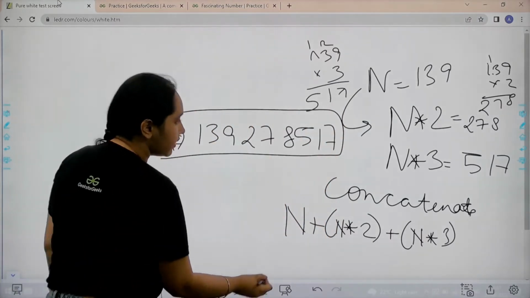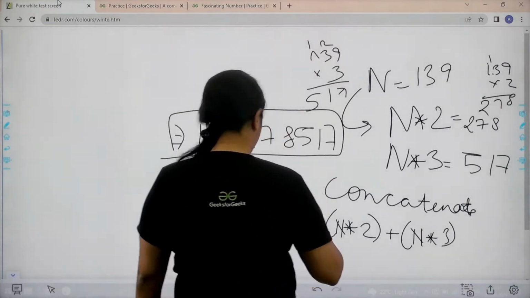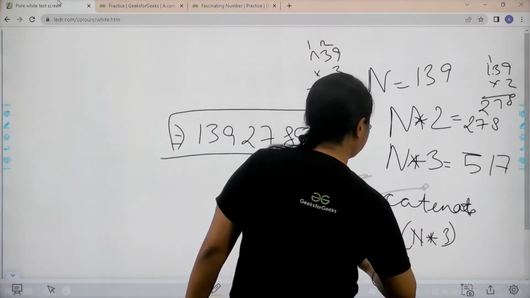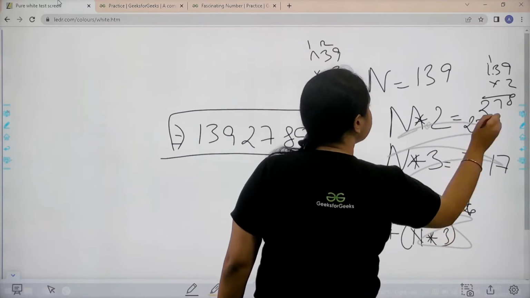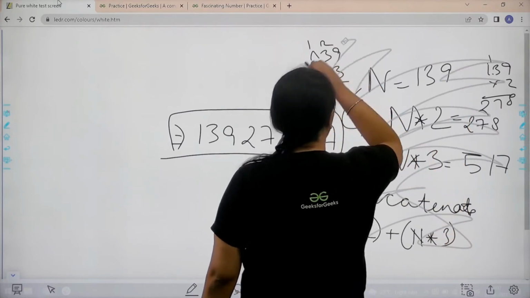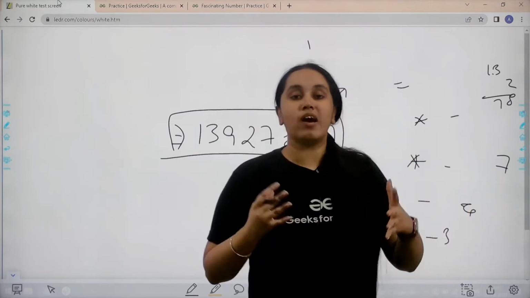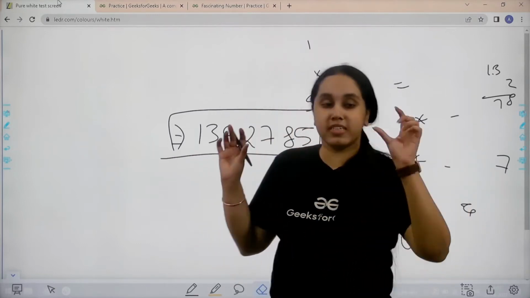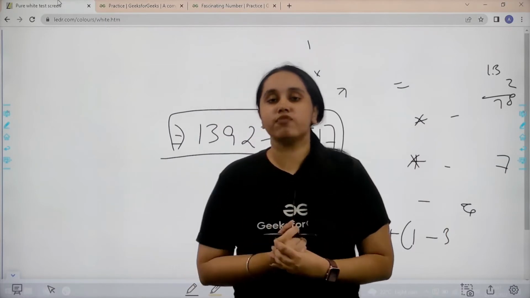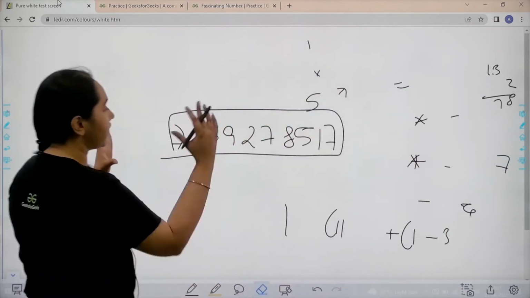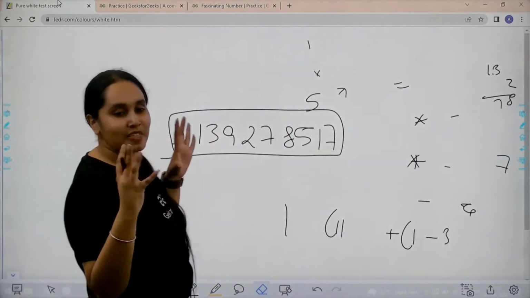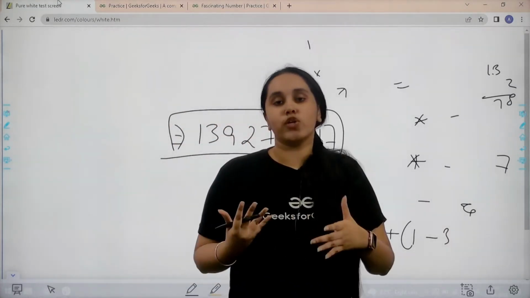Now let me clean the screen a little bit. I hope till now everything is clear to you. This is the first part. Now I need to check if the initial number 139 is fascinating or not. Right now I have this long answer. So what to do with this?